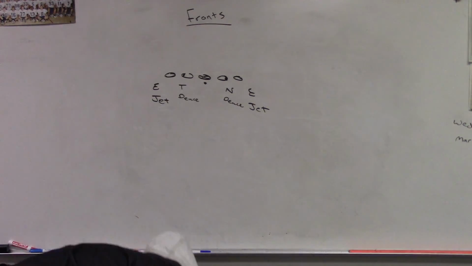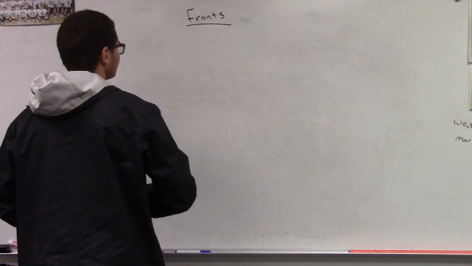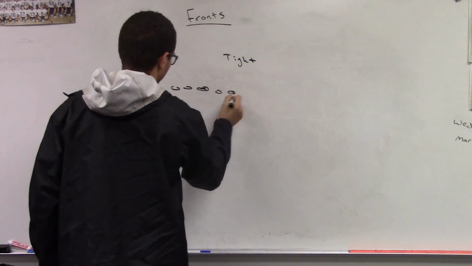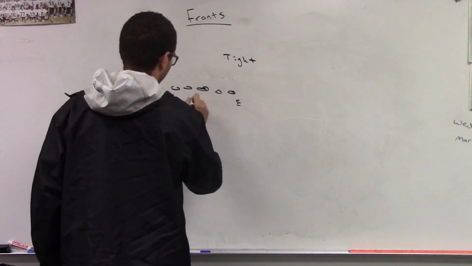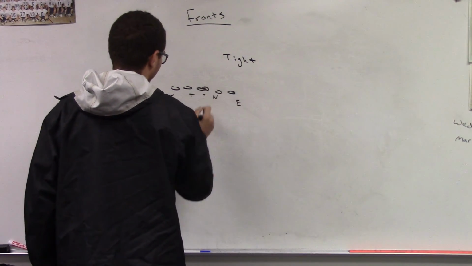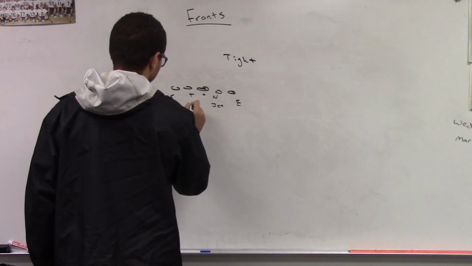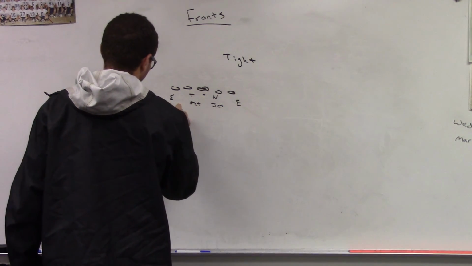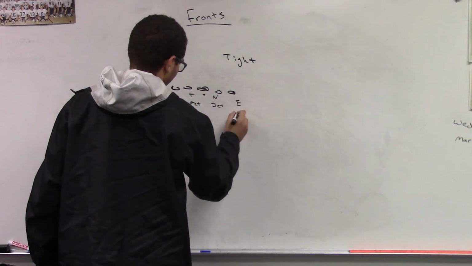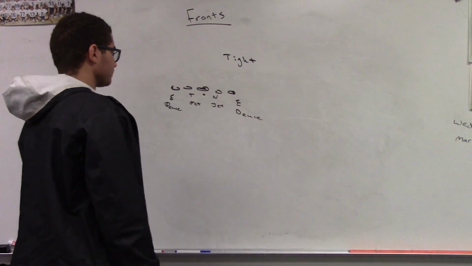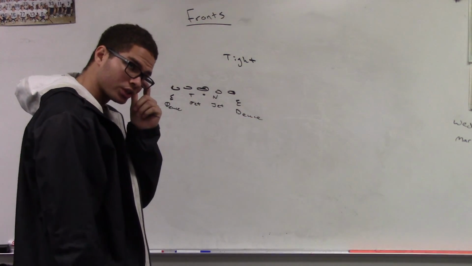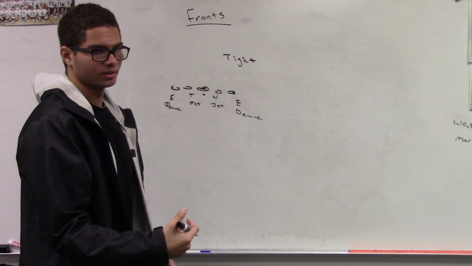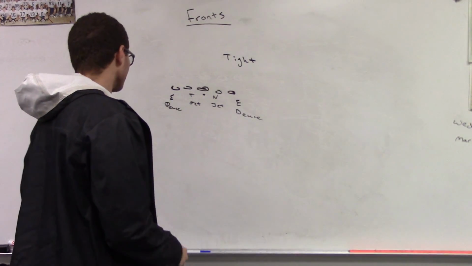In our tight front, both the nose and the tackle have the ball inside of them, so they're going to be jet players. Both ends have no one inside of them, so they're going to be deuce players. And again, we'll talk about jet and deuce technique in a second, because their jet and deuce assignment determines their technique.